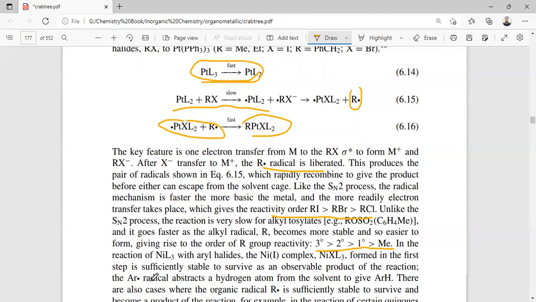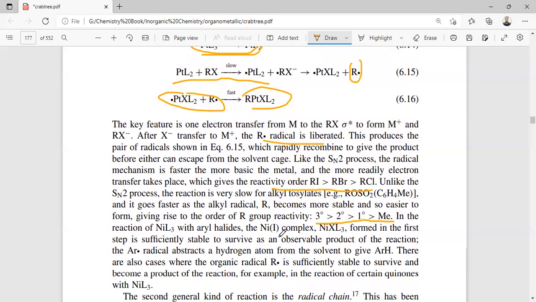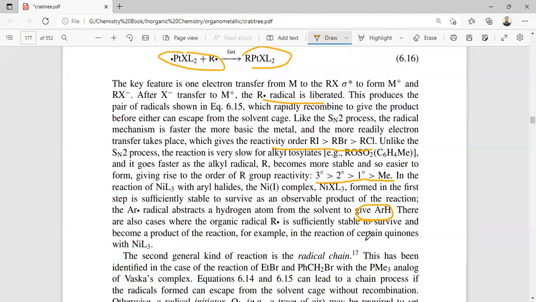So in the reaction of the nickel L3 with the iodide, the nickel complex formed as the first step is sufficiently stable to survive and is observed as a product in the reaction. The aryl radical abstracts a hydrogen atom from the solvent to give the arene. So there are also separate cases where the organic radical is sufficiently stable to survive and become the product of the reaction. For example, the reaction of certain quinones with NiL3.